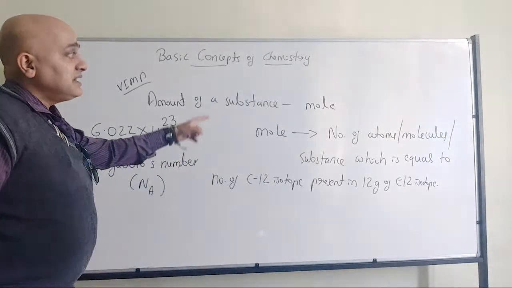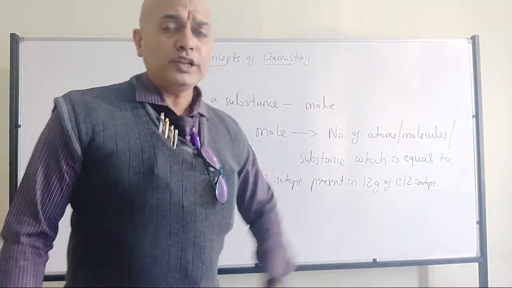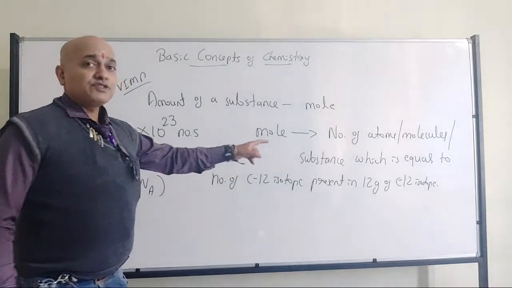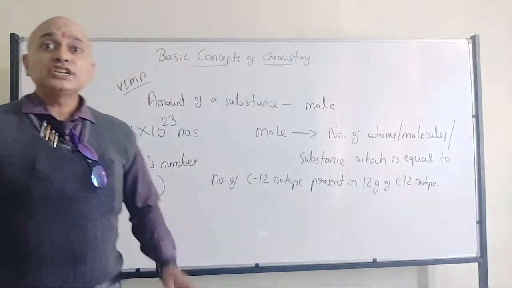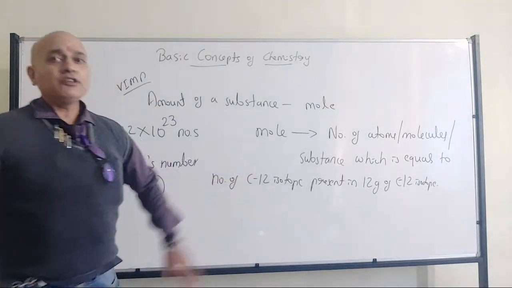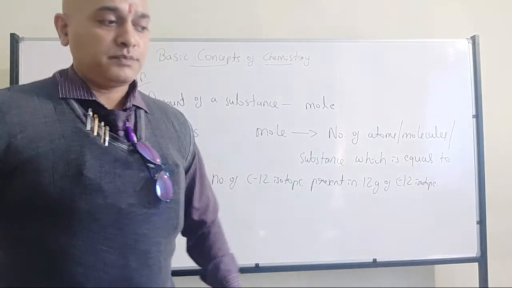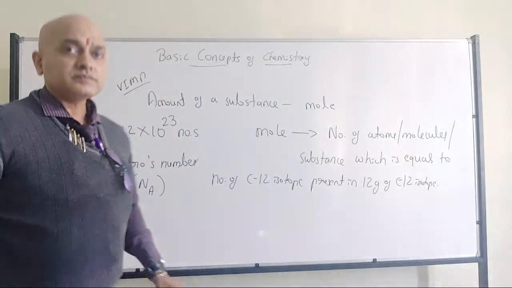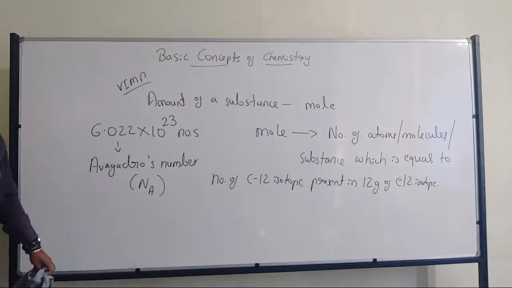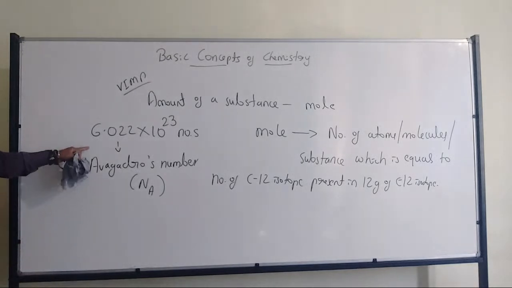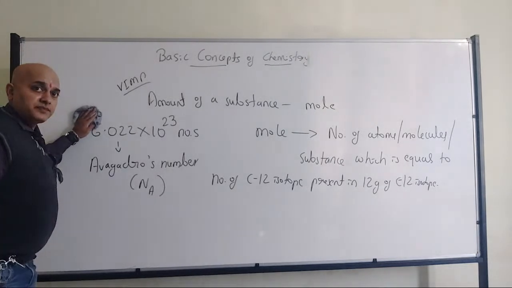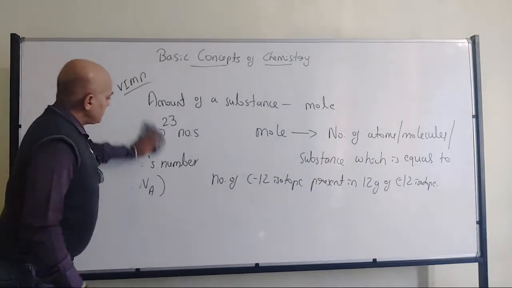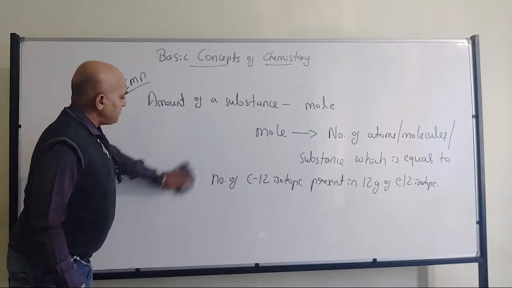Then you should tell that it is the number of atoms or molecules of a substance which will be equal to the number of carbon 12 isotope present in its 12 gram, or 12 gram of carbon 12 isotope. All of you have understood? So that's where we have Avogadro's number. Any doubts? It's very important. If you are not understanding, let me know, please.